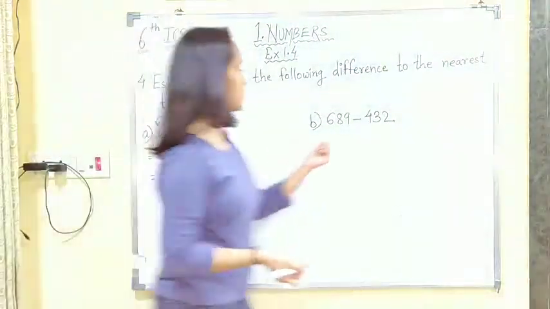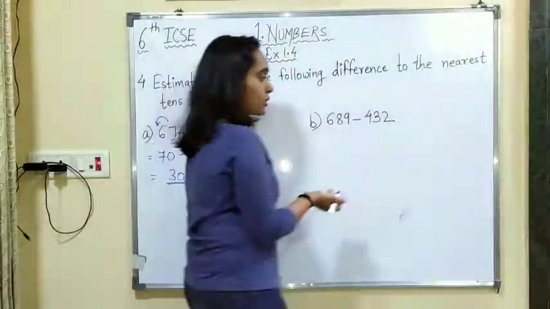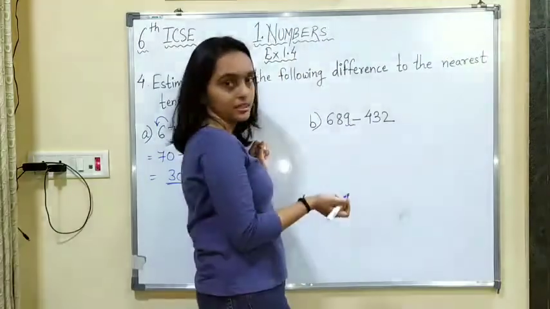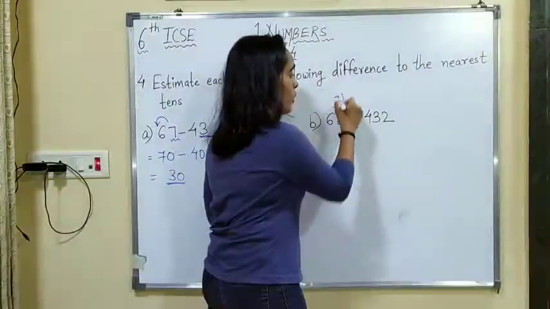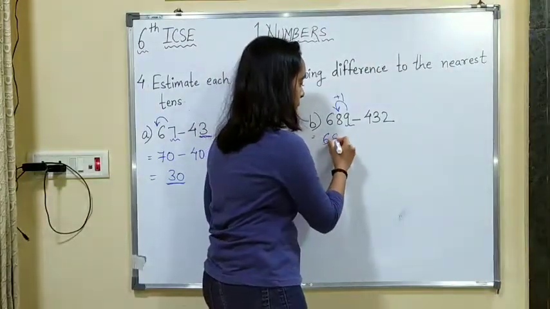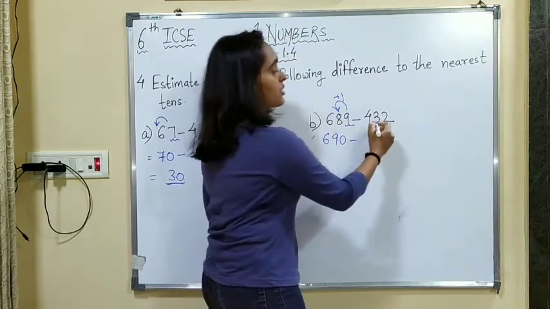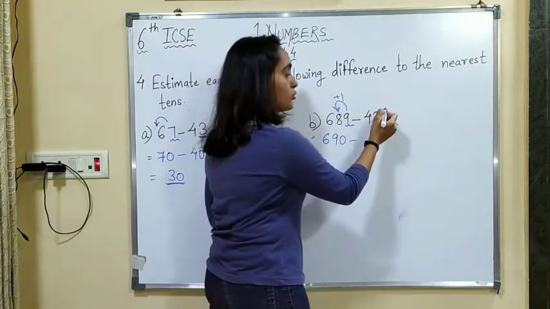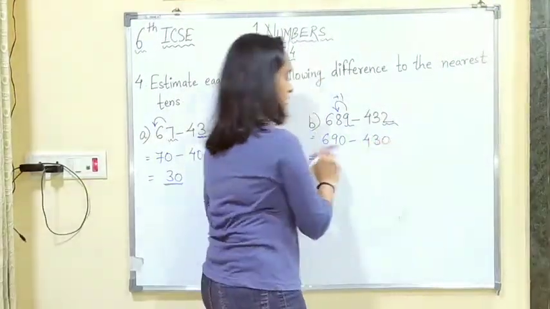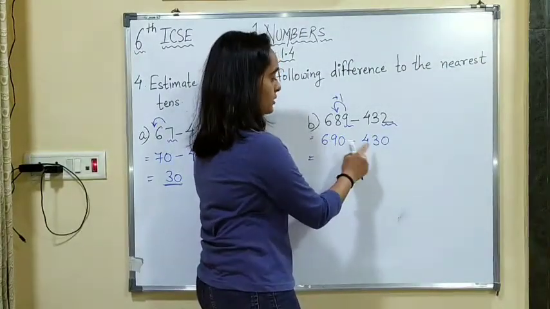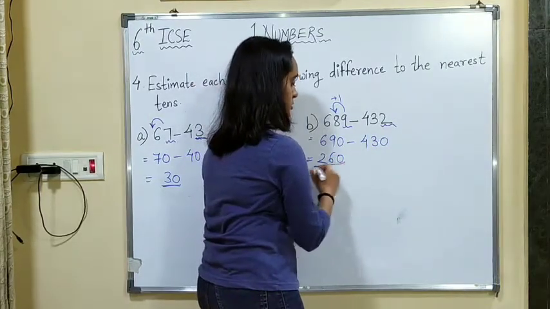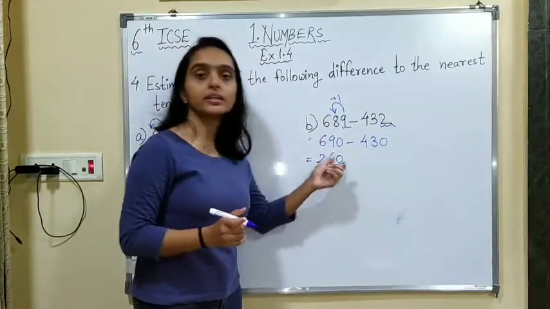Okay. The next question is this. So here again we have to estimate the sum to nearest tens. So here 9 is there. 9 is greater than 5. We will add 1 to this number and replace it by 0. So it will be 690. Here 2 is there. So we won't add any number to it. So it will be 430. Now we will subtract these numbers. 6 minus 4 gives you 2. 9 minus 3 gives you 6, and 0 minus 0 is 0. So your final answer will be 260.